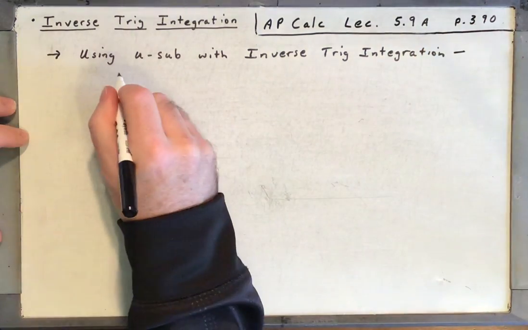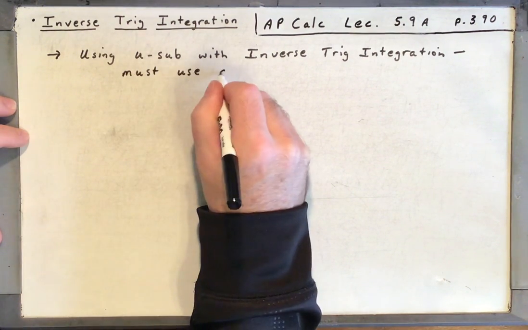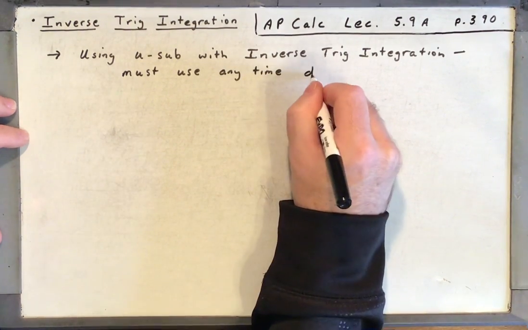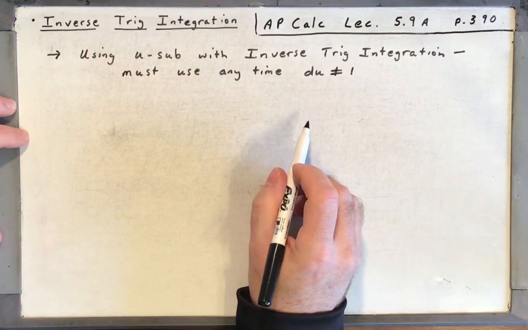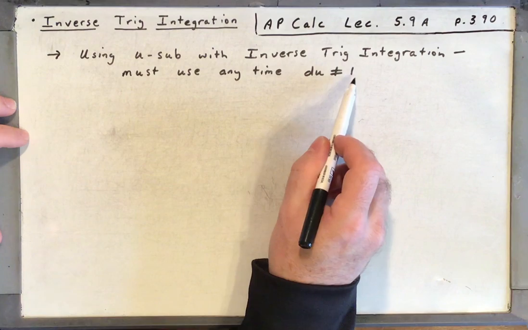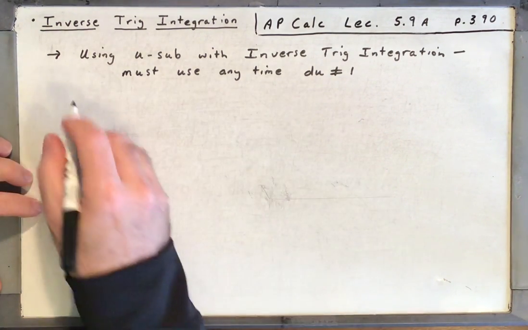We must use u-substitution anytime du does not equal 1. Okay, in the previous 3 examples, when you took the derivative of u, you got 1. It's not going to be the case in a couple of these upcoming examples.